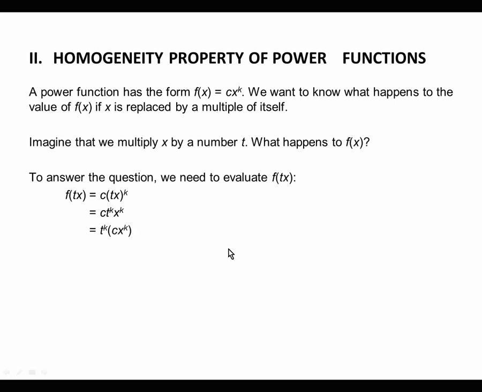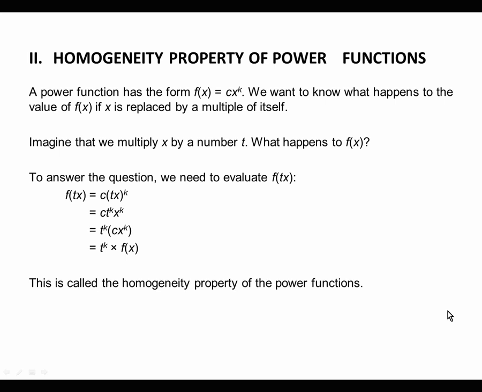I'm going to have t to the k times c times x to the k. Notice the thing in parentheses, that's the original f of x, right? f of x is c times x to the k. There's f of x. So this is t to the k times f of x. That's really what I have. So what happens to the value of f of x? It gets multiplied by t to the k.